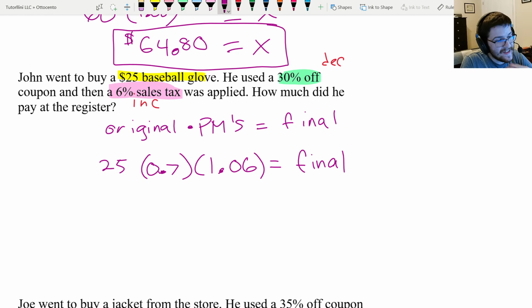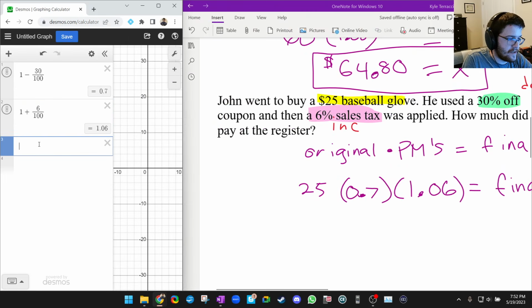So many people would have tried to add 30 and 6, or did negative 30 plus 6. That is wrong. Do not ever do that. See what I did with the percent multipliers? I found each multiplier and then put them back to back. They are totally separate. We don't combine them or anything like that. Okay, now I can go over here. 25 times 0.7 times 1.06.